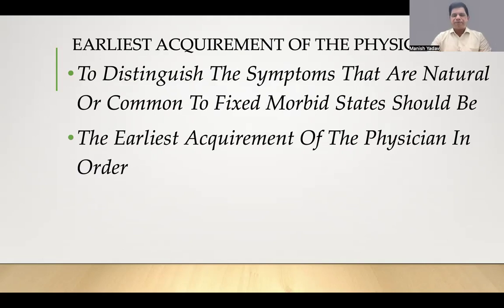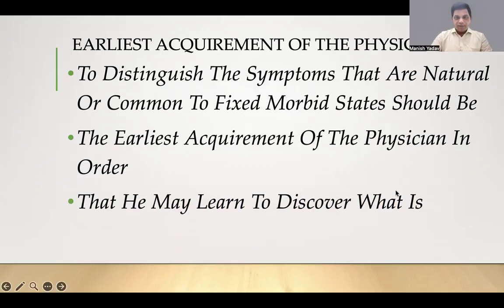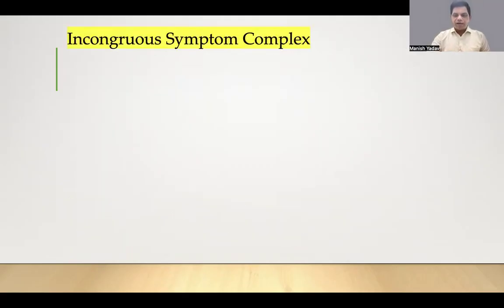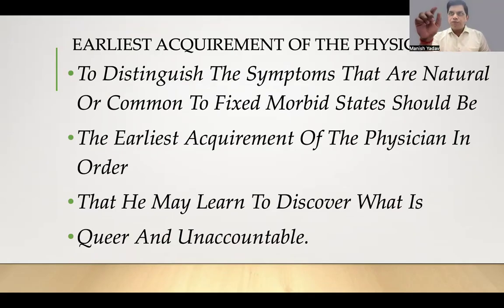This is very simple. Again, the disease symptom and the common and characteristic symptom, that he may learn to discover what is curative and unaccountable. This is what we have to understand. What is the meaning of unaccountable? It shouldn't have been there, but it is there. Or something else has to be there, but it's not there.